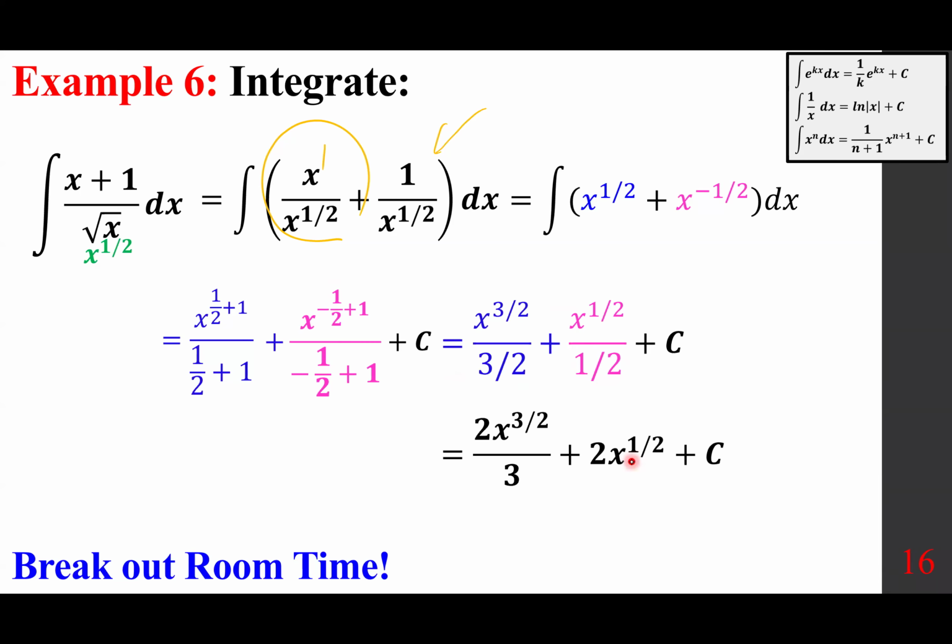If you left it as that, it's not that big of a deal. But since this was a square root of x, please understand, this is 2/3. X to the power of 3 halves means x square root of x. This means square root of x. So we have 2/3 x square root of x plus 2 square root of x plus a constant. It's completely algebraic. This is the only calculus step, everybody. This is the only calculus step.